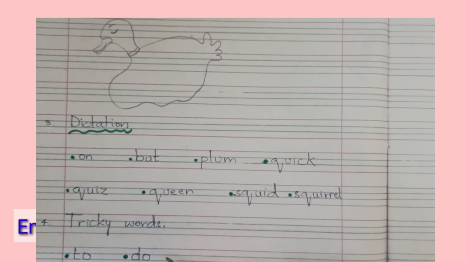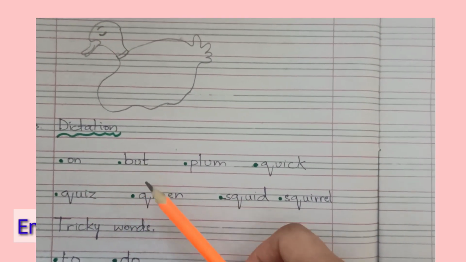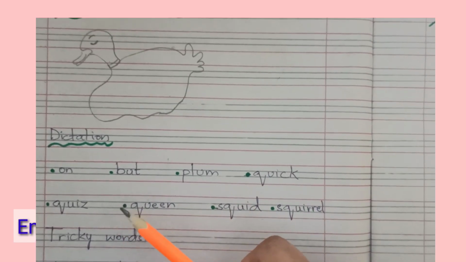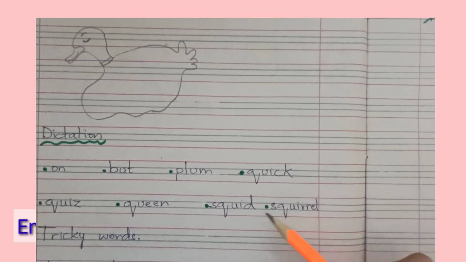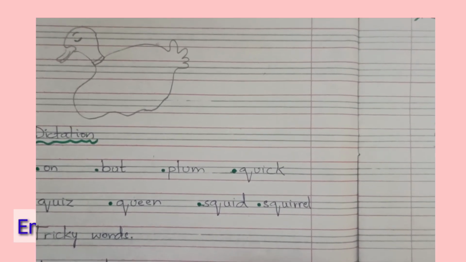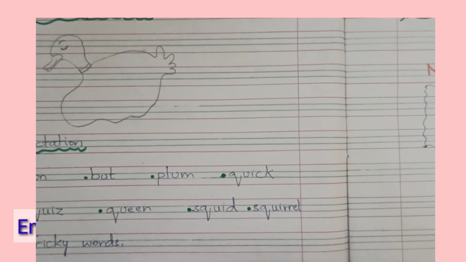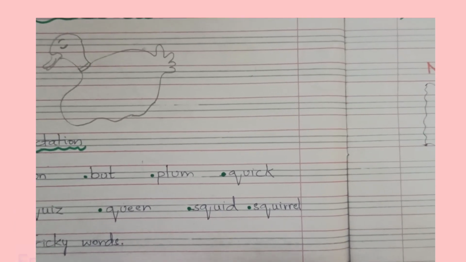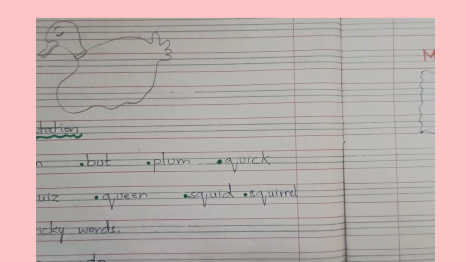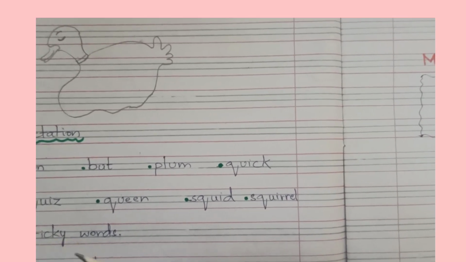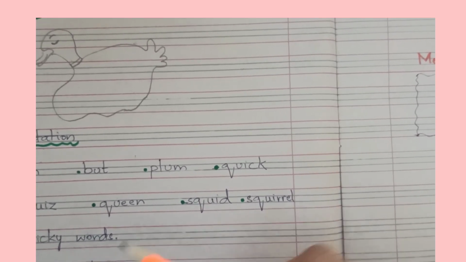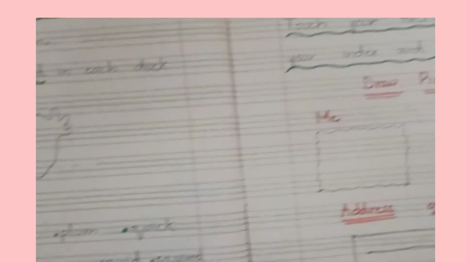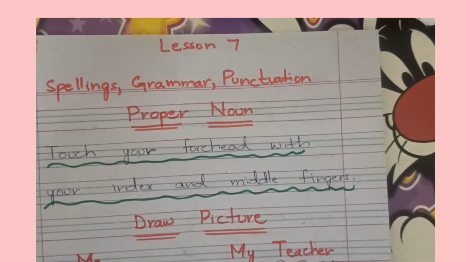Here's a list of dictation words: on, but, plum, quick, quiz, queen, squid, squirrel. Tricky words are to and do. Here the open syllable rule is also applied, which we don't have to teach at this level. But if you want to learn about the open syllable rule, go on my YouTube channel and learn about it.